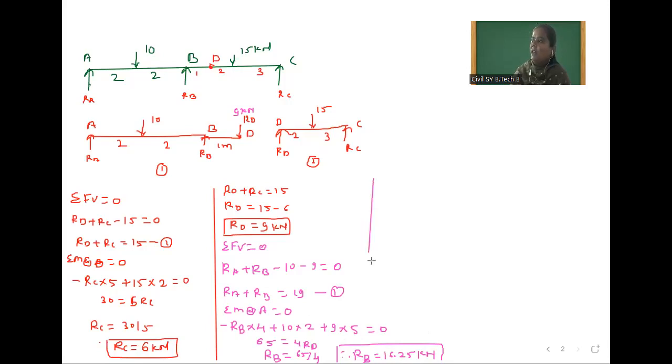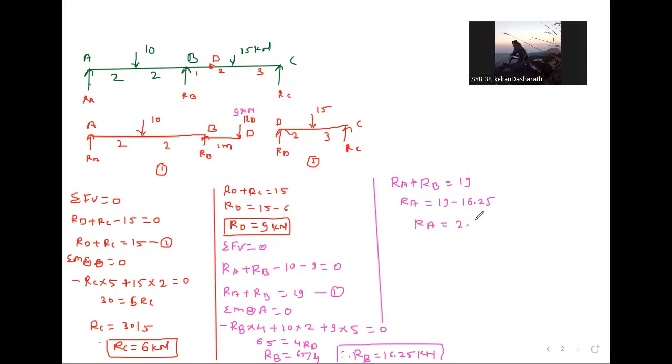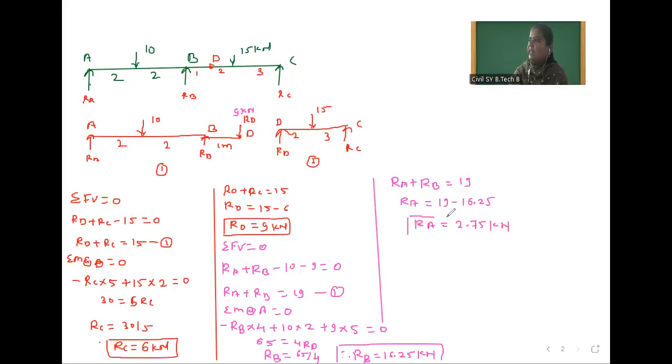So we will calculate here the value of RA. So RA plus RB, which is equal to 19. So RA, which is equal to 19 minus RB is 16.25. So RA, which is equal to 2.75 kilonewton. So these are the reaction calculations.